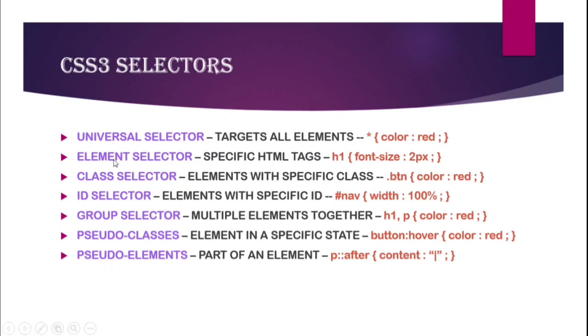Then we have the element selector. Specific HTML tags will be selected. That is nothing but the element selector. Here you can see we are selecting h1, which is the heading 1 tag, and for that we are changing the font size equal to 2 pixels.